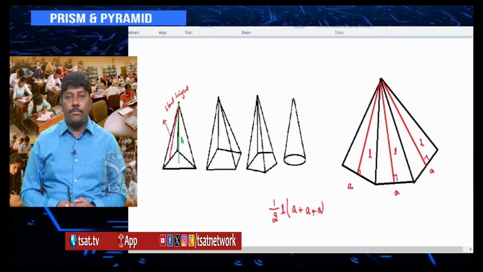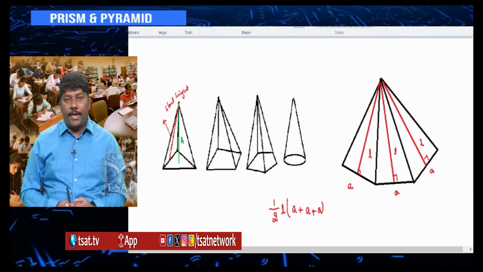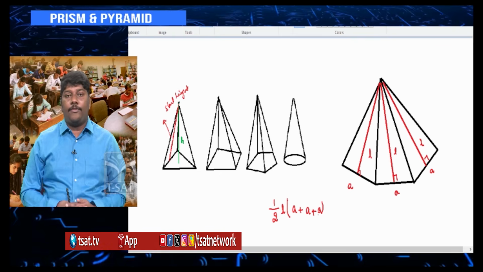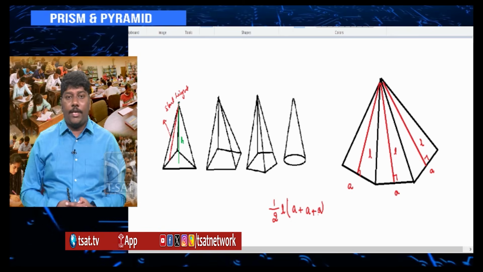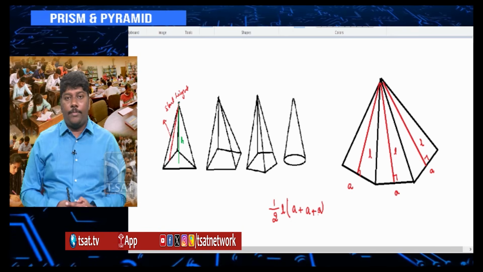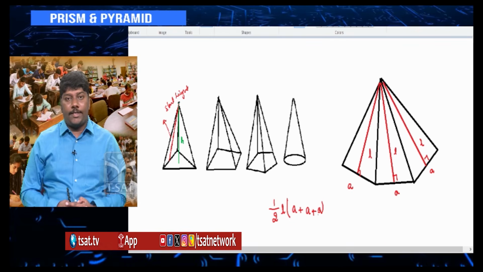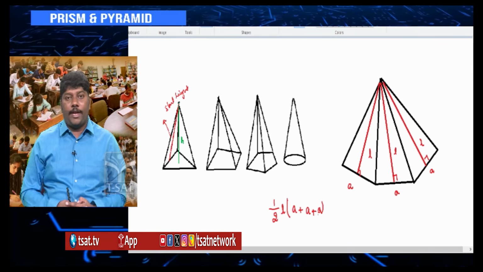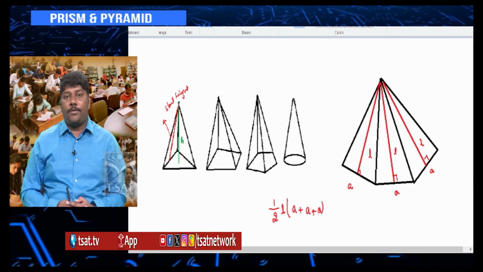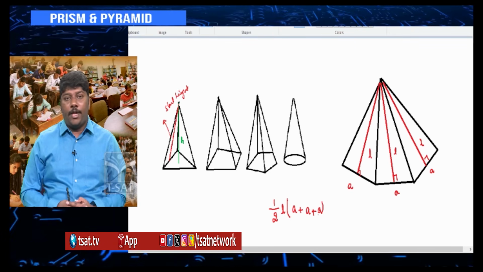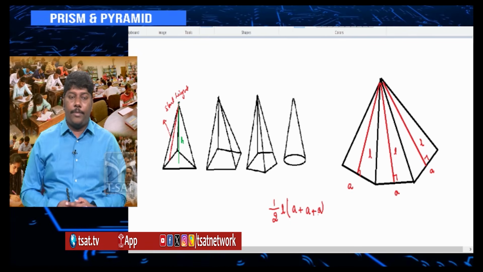And remember, the volume of a pyramid is exactly 1/3 of the volume of the prism with the same dimensions and the same number of sides. Suppose I ask you the volume of a triangular pyramid, it is exactly 1/3 of the volume of the triangular prism. If I ask you about a pentagonal prism, what is the volume of the pentagonal pyramid? The pentagonal pyramid volume is 1/3 of the volume of the pentagonal prism.